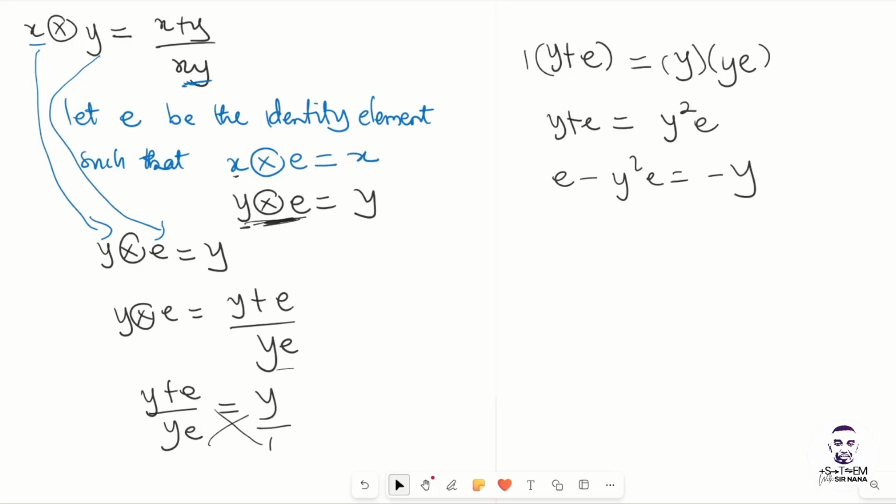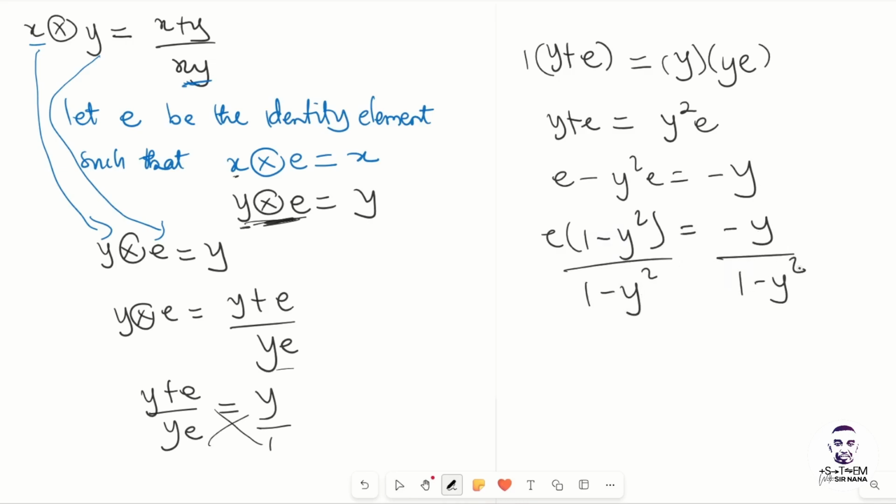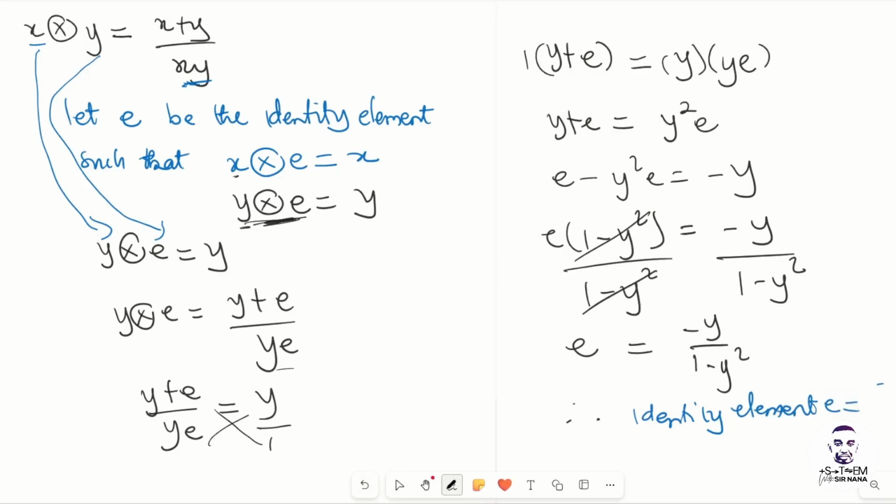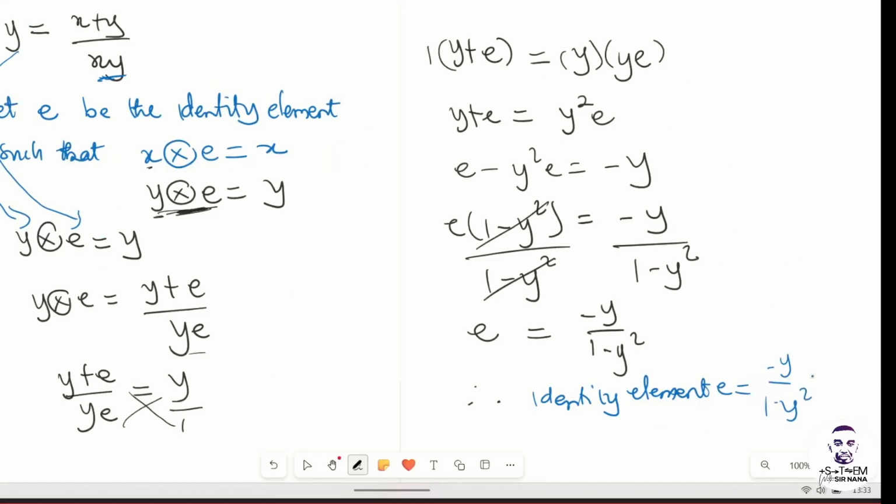When we factorize our E out, we have E times 1 minus y squared is equal to negative y. Then we can divide both sides by 1 minus y squared. So it means that our E, which represents our identity element, will be equal to minus y all over 1 minus y squared. So therefore we can say that our identity element E will be equal to minus y all over 1 minus y squared. So this is our conclusion.